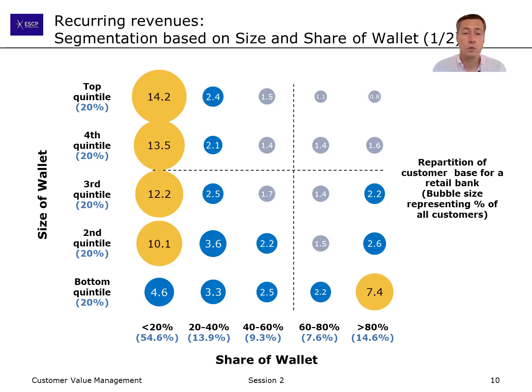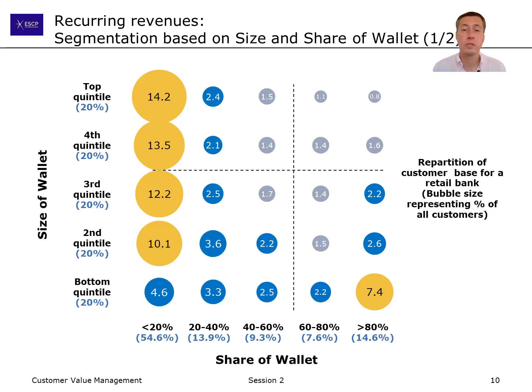Another thing that this slide tells you is, look at the colors. The yellow bubble is always the one that is largest in any given row. And you see that for all those customers where the size of wallet is in the second, third, fourth, or top quintile, the largest bubble is always in the first column. This means that customers who have a reasonably large size of wallet tend to split their business across multiple companies. And we see this again in a couple of sessions when we talk about loyalty programs and where we talk about monogamous versus polygamous customer relationships.